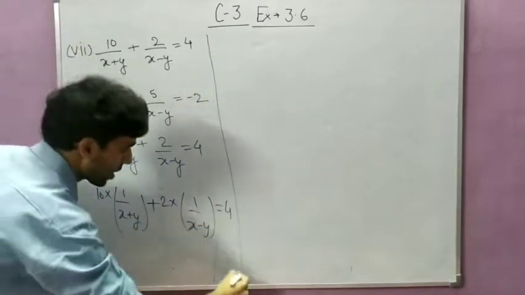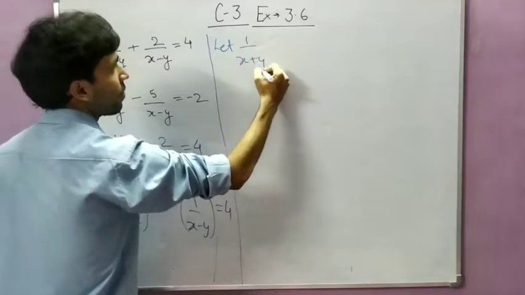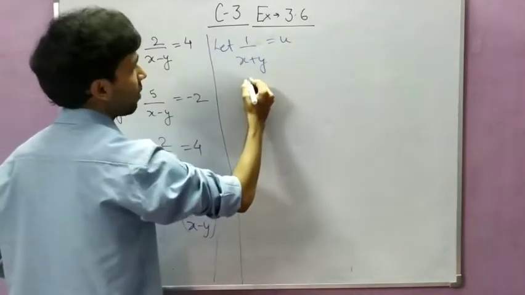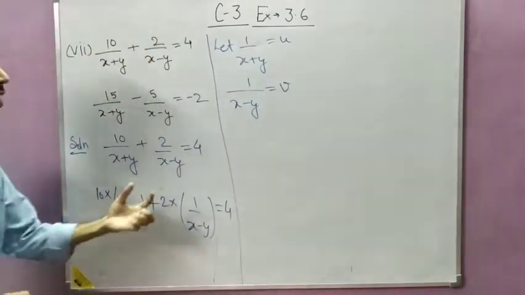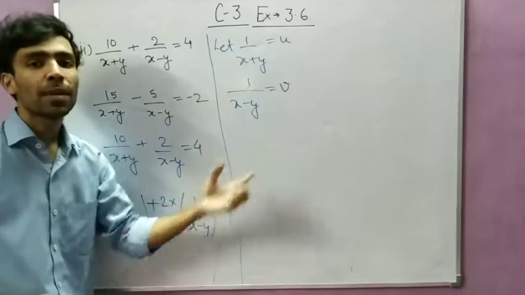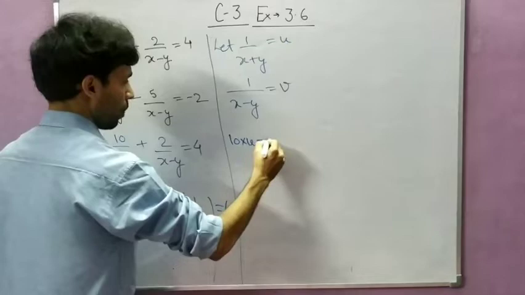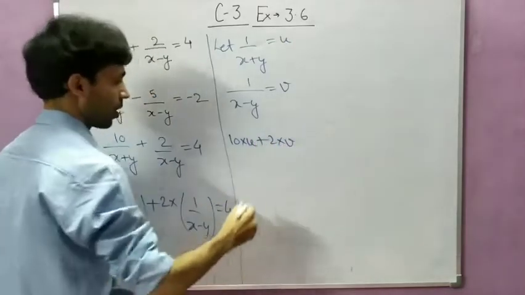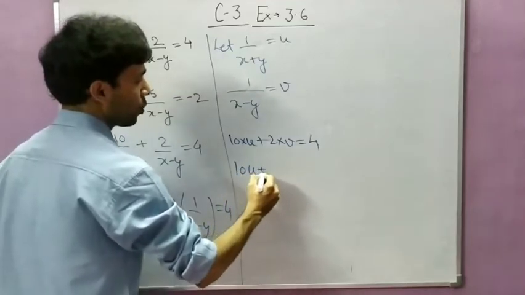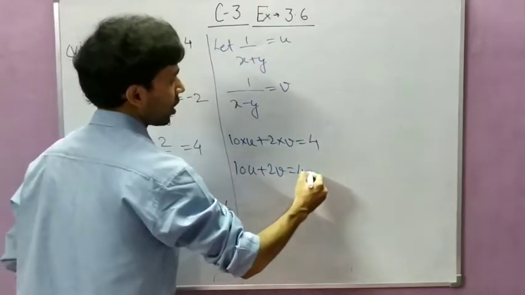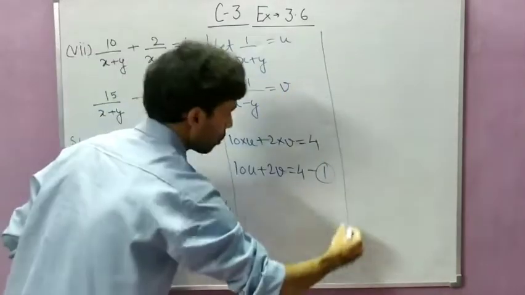Now see, what you do, let 1 upon x plus y equal to u and 1 upon x minus y equal to v. So substitute the values of 1 upon x plus y and 1 upon x minus y. So what you will get? 10 into u plus 2 into v equal to 4. So the first equation comes 10u plus 2v equal to 4, equation number 1. Now do the same thing for equation number 2.